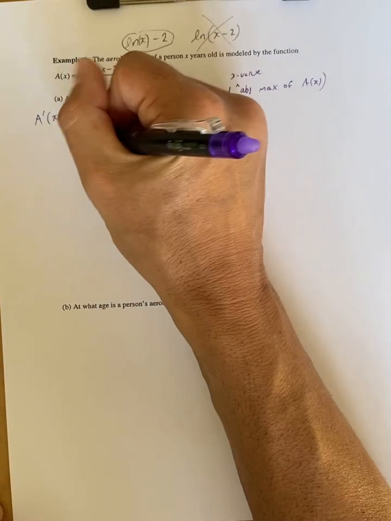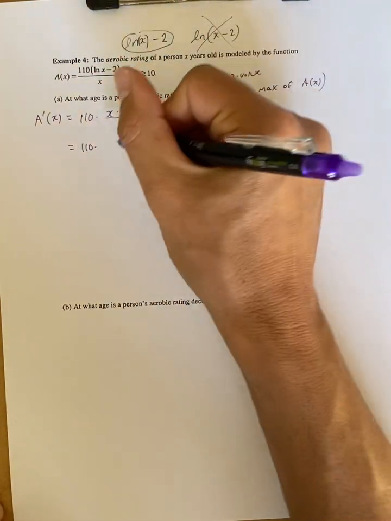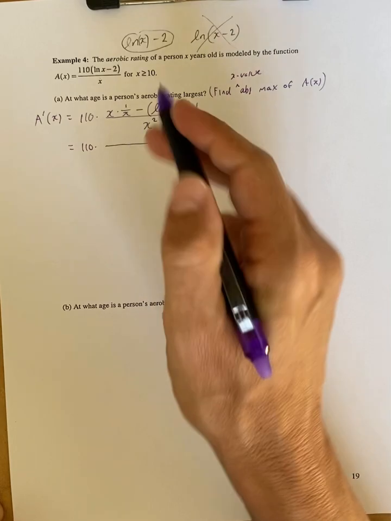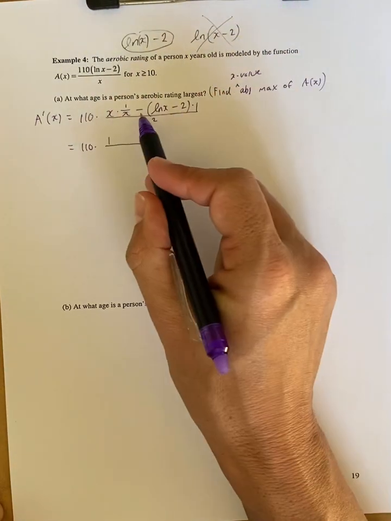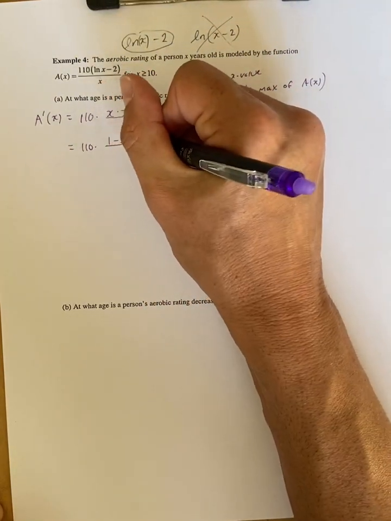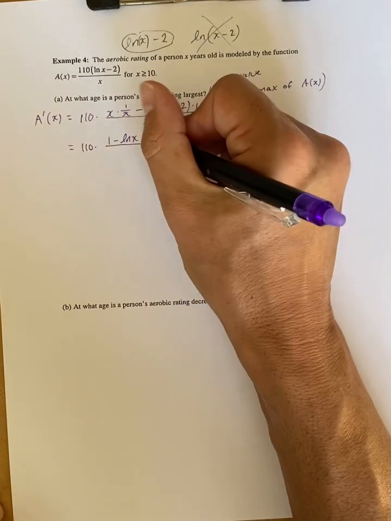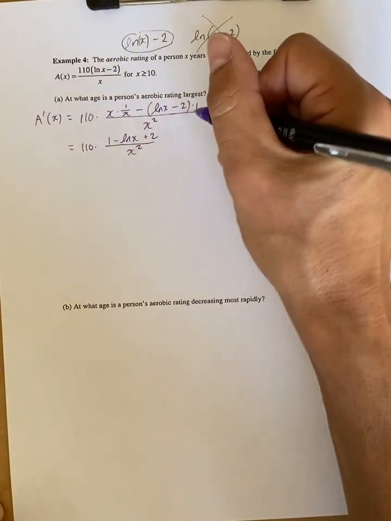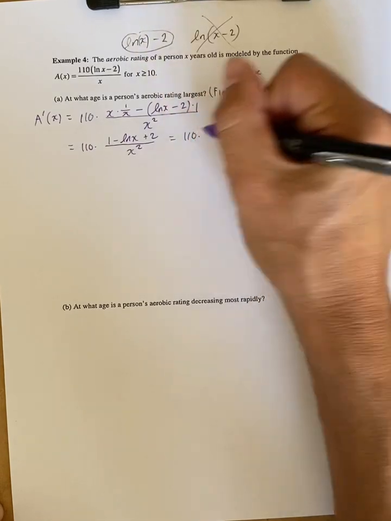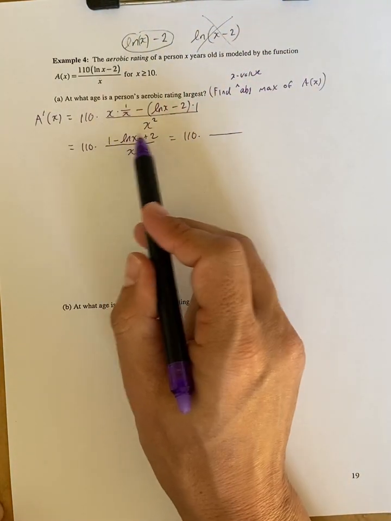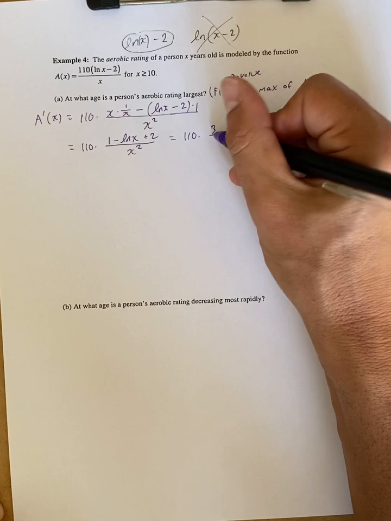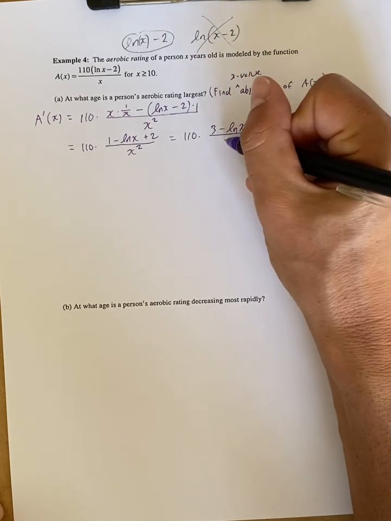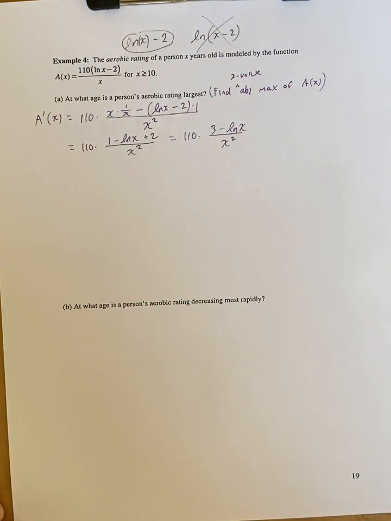All right, let's clean this up. I'll leave that 110 on the outside for now. X times 1 over x is just 1. And then minus ln of x. And then minus negative 2 is plus 2. And that's over x squared. And so I've got 110 times 1 plus 2, well, that's 3. 3 minus ln of x over x squared.